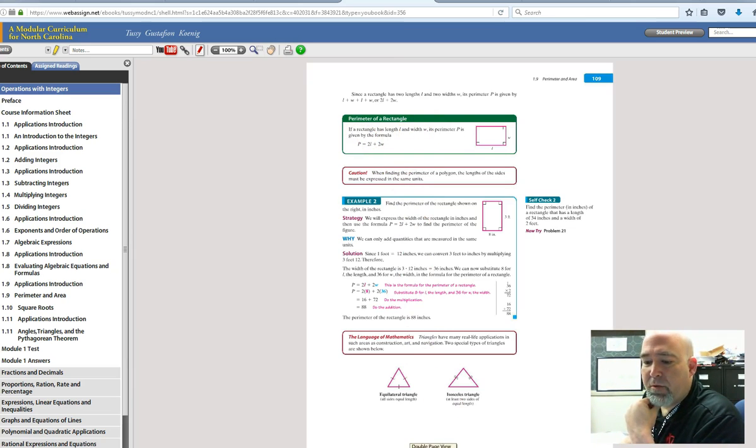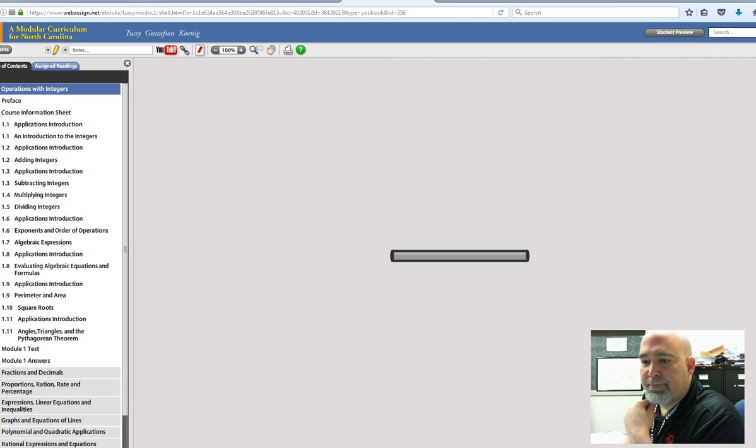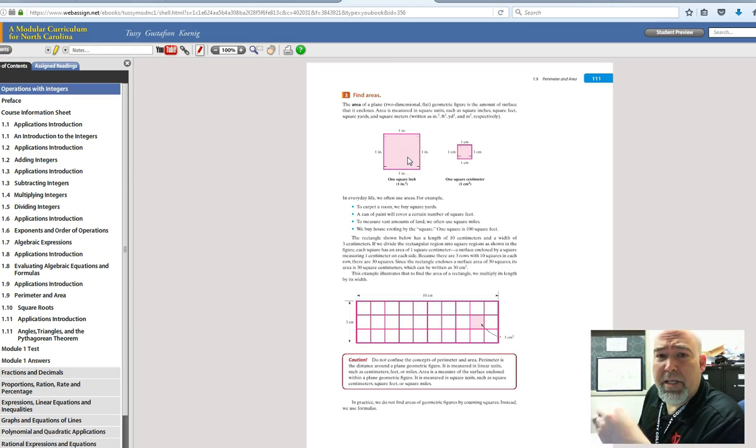Perimeter of a rectangle, then we'll start talking about other shapes like triangles. We get to circles in DMA 020, but we're dealing with perimeter and then area. So area is the inside, perimeter is the outside.